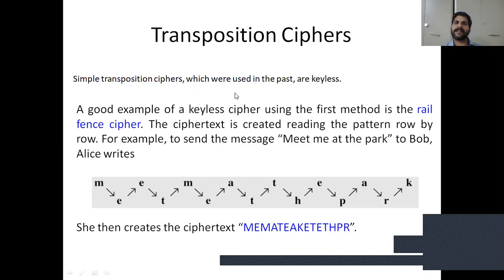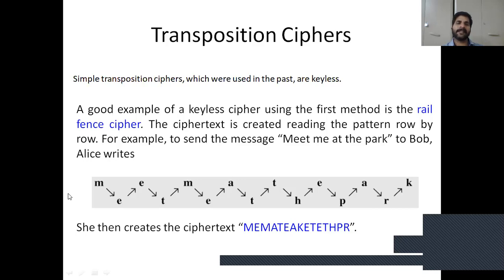Transposition ciphers used in the past were keyless. A good example of a keyless cipher using the first method is the rail fence cipher. The ciphertext is created by reading the pattern row by row. For example, to send the message "meet me at the park," Alice writes it for Bob. Without a key, using the transposition cipher, we encrypt the message like that.